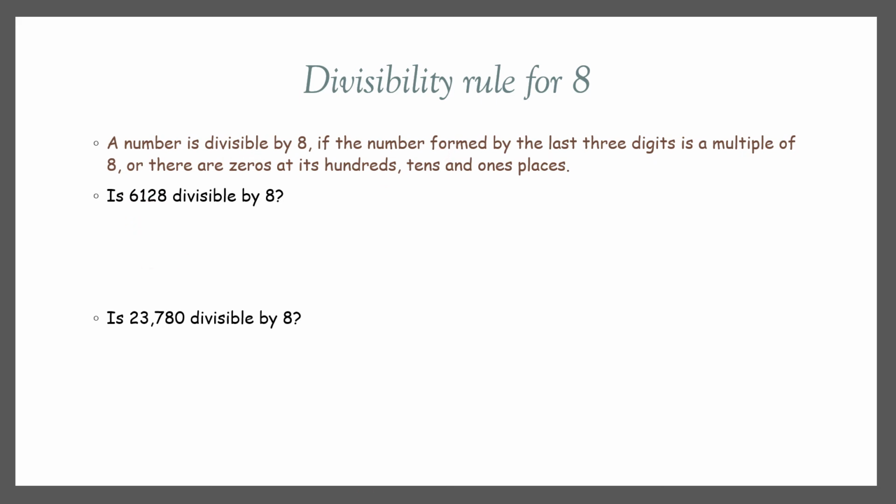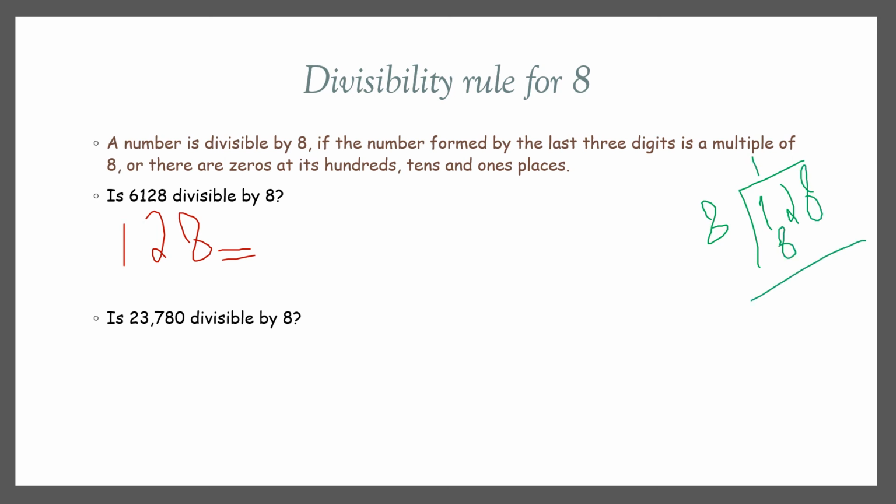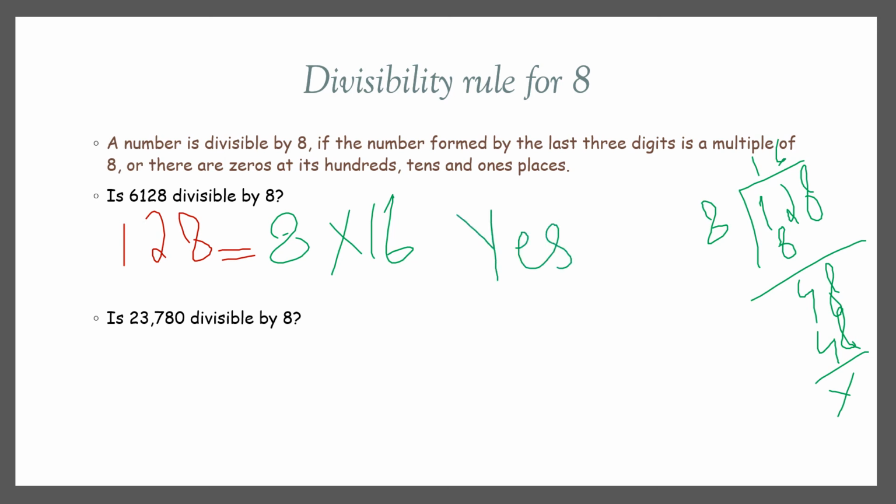So let's see the first case, the last 3 digits are 128. Let's see if 128 is a multiple of 8. It means whether 8 can divide 128. Let's see, 8 ones are 8, 8 sixes are 48. So yes, 8 sixteens are 128. So yes, 128 is a multiple of 8. It means that yes, 6800128 is divisible by 8.